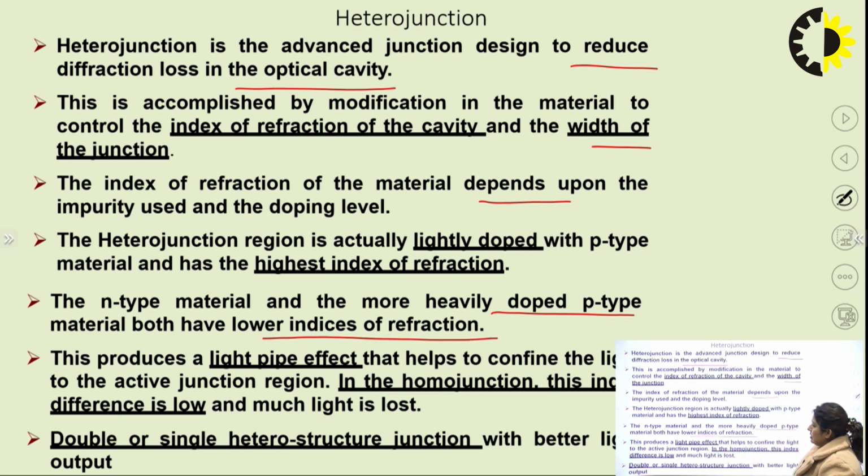This produces a light pipe effect that helps to confine the light to the active region, and that's why the confinement factor in the case of the heterojunction is much higher compared to the homojunction. In the homojunction, this index difference is very low and much light is lost. So a double or single heterostructure junction gives better light output. We can use LEDs with heterojunctions in different semiconductor devices in industrial applications. With heterojunctions we have a larger difference in the index of refraction, and that's why the light is confined in the structure.